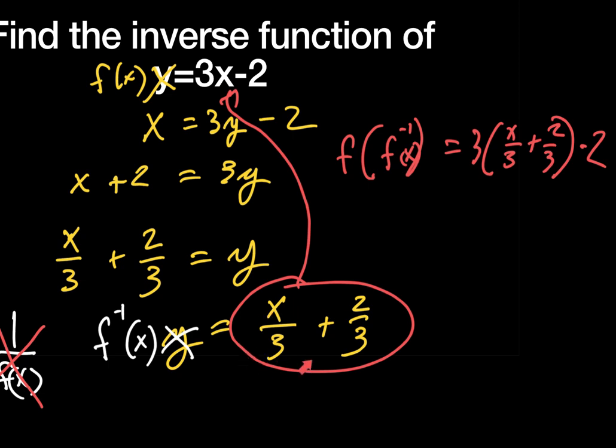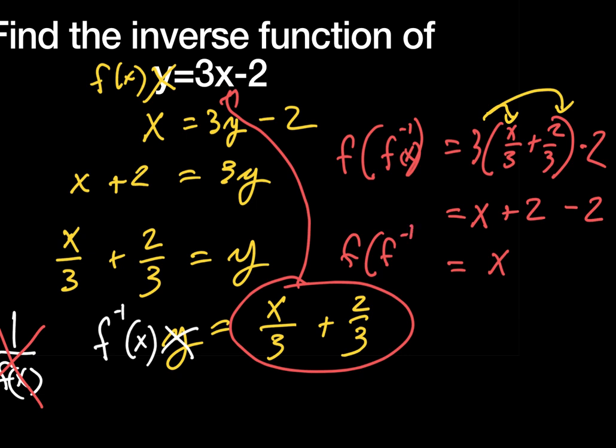So again, see what I just did there? I just took the inverse function that we just found and put it back into the x of the original equation. So I'm taking f of the inverse of x. So replace the x with what that value is. Then I'm going to do the distributive property. 3 times x over 3 is x. 3 times 2/3, the 3's reduce, plus 2, and then outside the parentheses I have minus 2, which will equal just x, f of the inverse function of x. And that will be true for every function and its inverse.